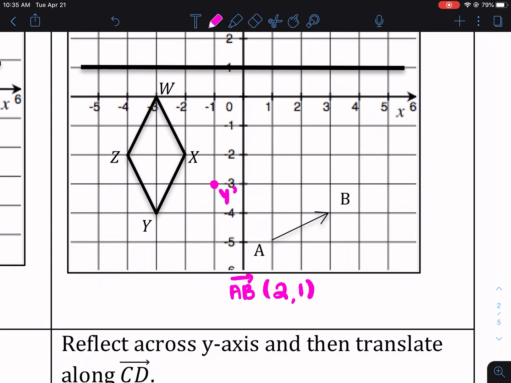For X, 2 over, 1 up. X prime is going to be right here. For W, 2 over, 1 up. W is then going to be on the line of reflection. For Z, 2 over, 1 up. Z prime is right here. You then connect your shape.